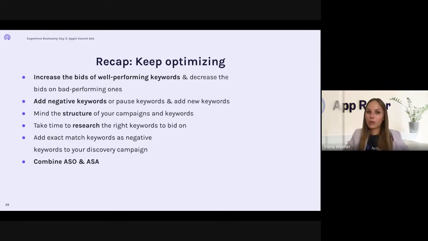As said, we want to increase the bids of well-performing keywords and decrease the bids on badly performing keywords. We want to make sure to add negative keywords and make use of negative keywords so that we don't appear on searches that we don't want to. A clear recommendation: always mind the structure of your campaigns to take over the full control. And as said, take time to research the right keywords, add constantly new ones, and see which ones you should rather eliminate.